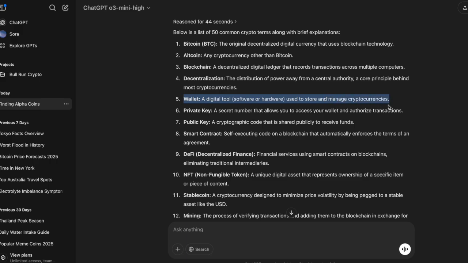A wallet, a digital tool, software, or hardware used to store and manage cryptocurrencies. So just like you have a wallet in your pocket, you have a crypto wallet, but in virtual digital space, right? So it's on the interwebs.